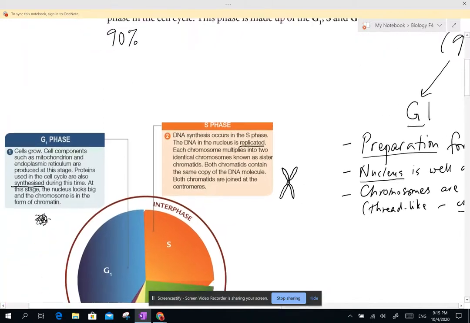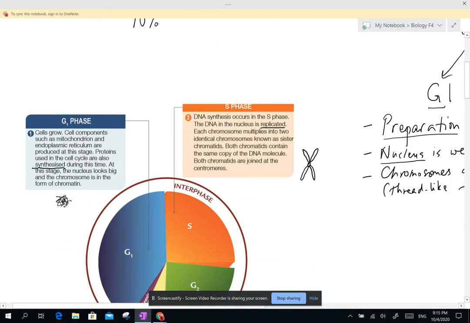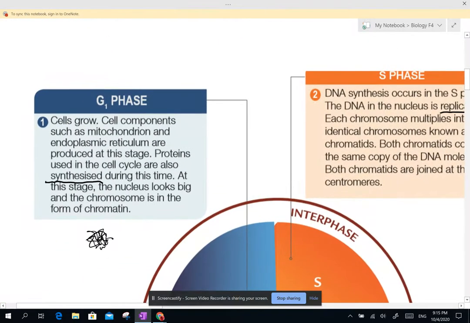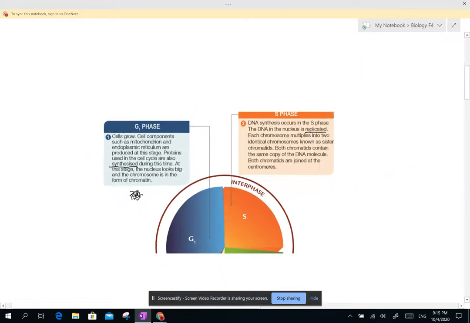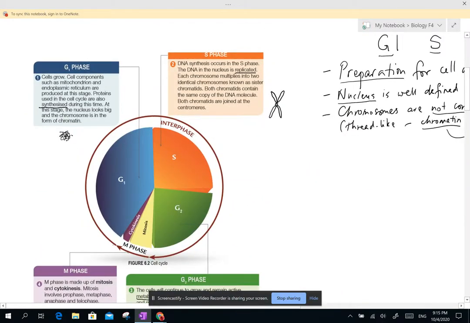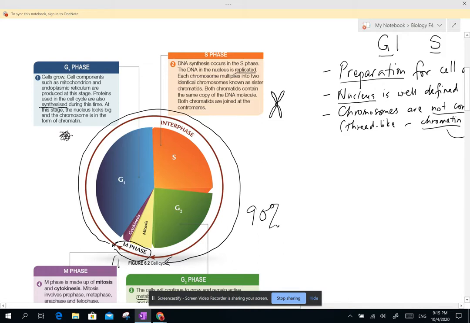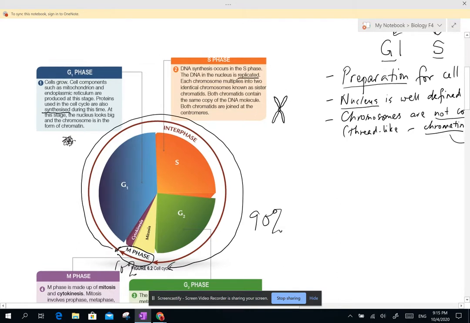Now let's look at each one of them, starting with G1. What happens during G1? Look at this diagram here. It shows you the entire time. We start from here. The entire interphase takes up about 90% of the time already, and only this small portion here is about 10%.